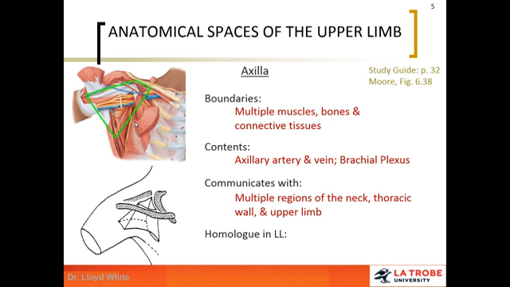The axilla is communicating with multiple regions, so regions from the neck that the brachial plexus will be entering into the axilla, out from the neck into the axilla. Communications with the thoracic wall, and communications through the inferolateral portion of the axilla into the upper limb. Now, the homologue of the axilla in the lower limb is our femoral triangle.